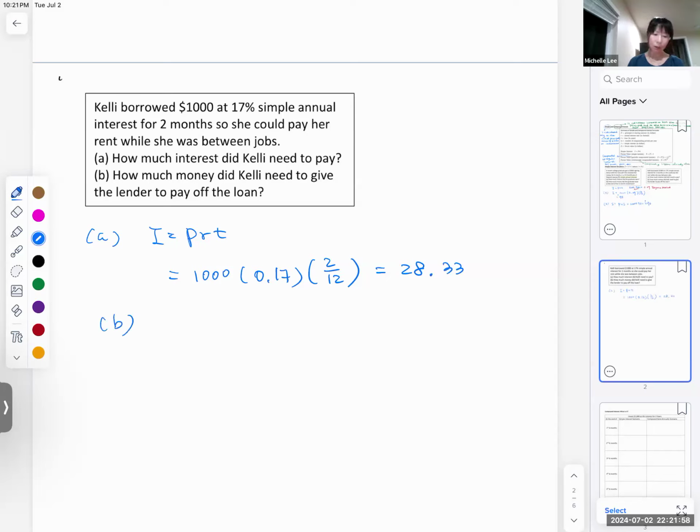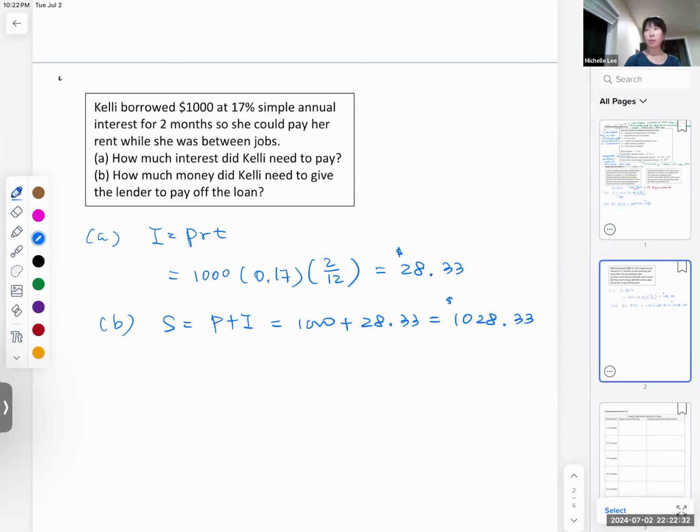Okay, second part. How much money did Kelly need to give the lender to pay off the loan? Same as earlier, so future value, P plus I, so there will be the initial amount plus the interest. So she has to pay $1,028.33. Okay, everything is money, right?